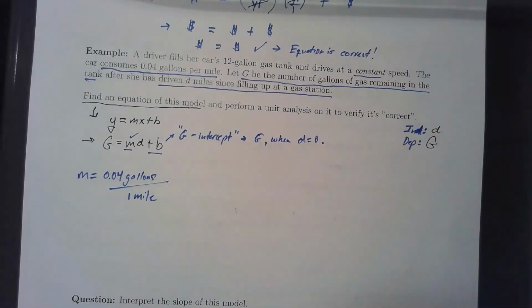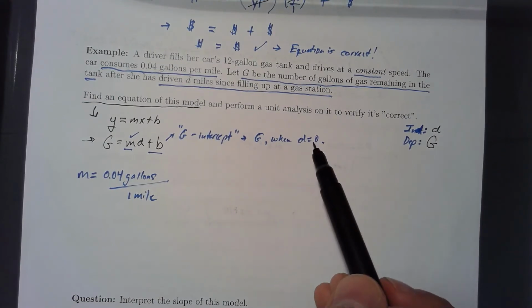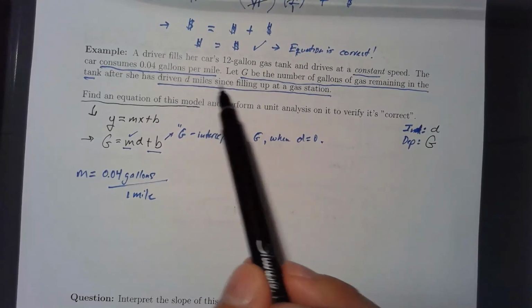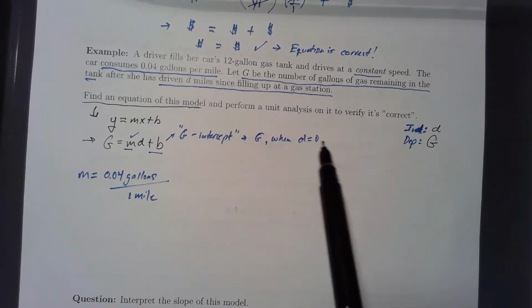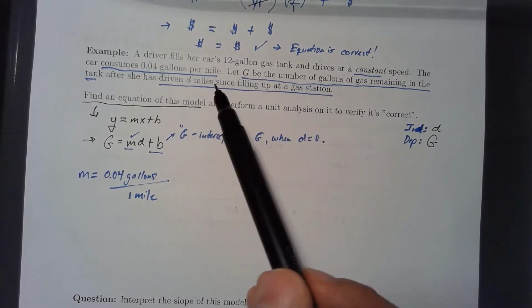What is G when D equals 0? If we interpret this, it means: what is the number of gallons in the gas tank when we haven't left the gas station? D is the number of miles since we filled up at the gas station. If D equals 0, that means we haven't driven since we filled up. So what does that mean?